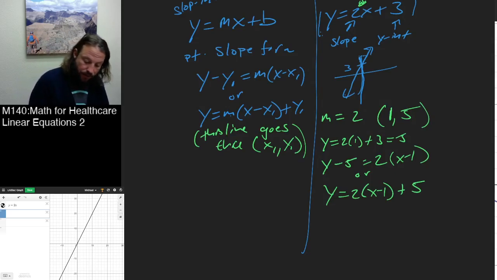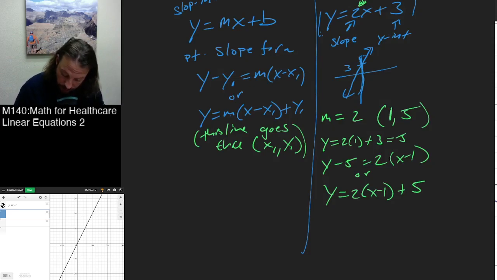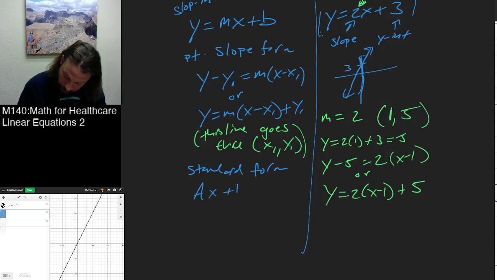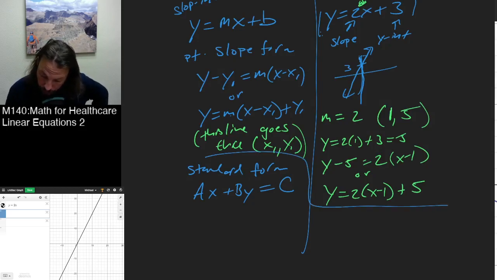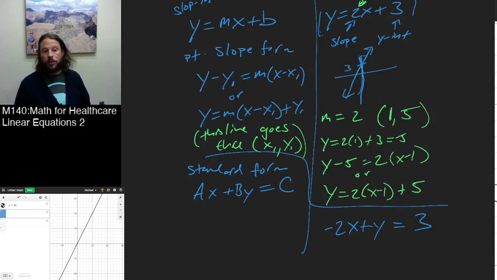And lastly, we have the standard form, probably the least used. Standard form looks like ax plus by is equal to a constant c. So for the standard form of this line, if I subtract 2x from both sides, I get negative 2x plus y equals positive 3. And that would be that version. All right, those are our 3 standard forms.